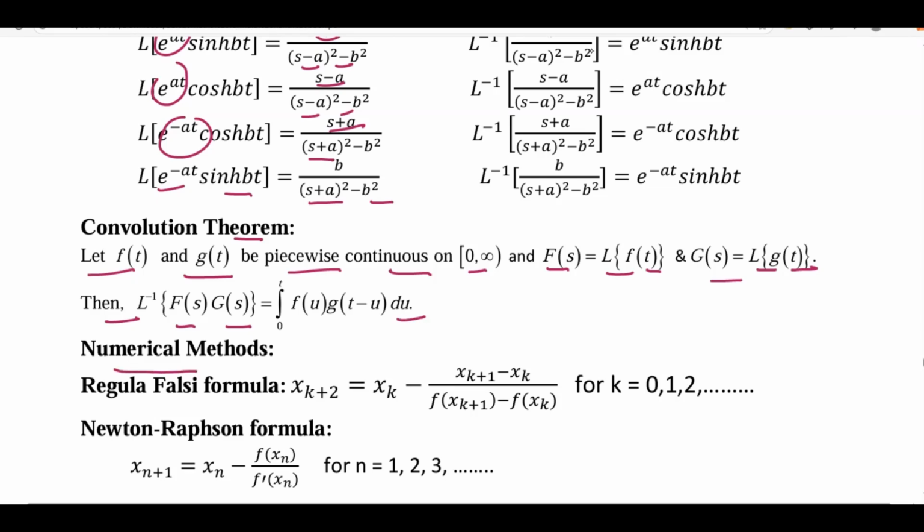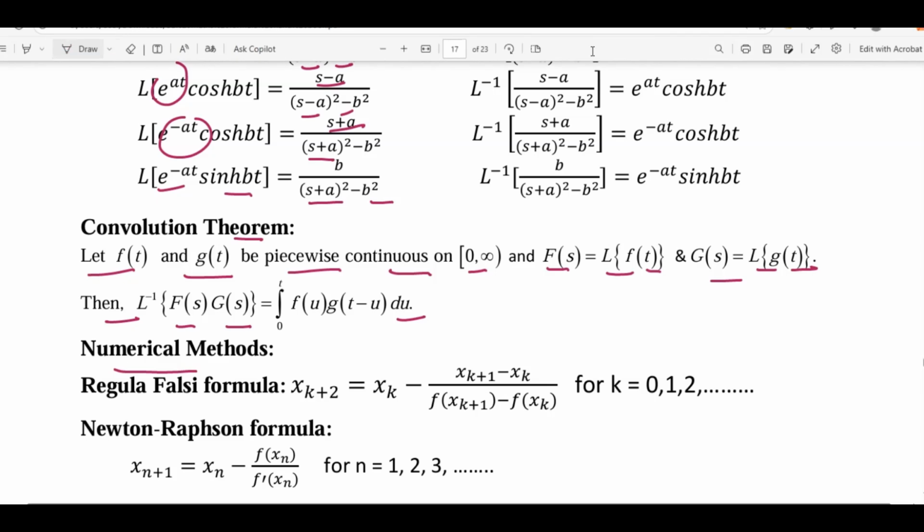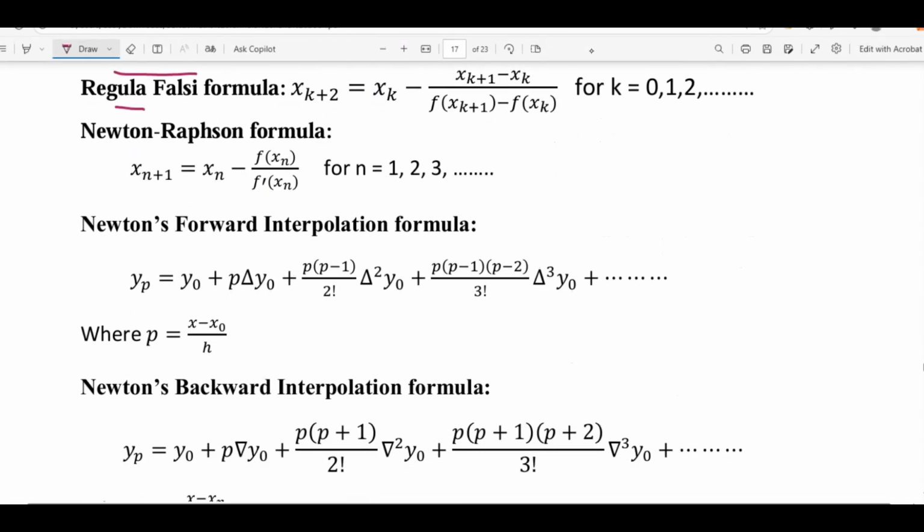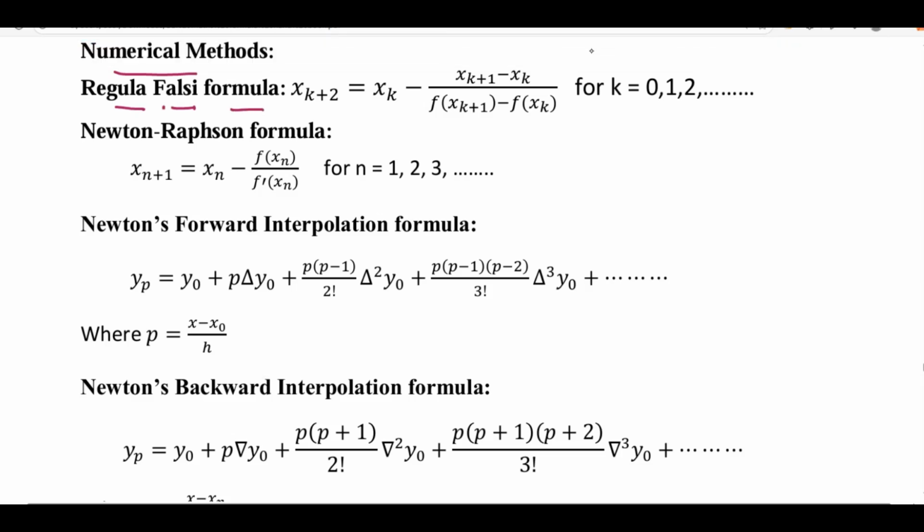Then numerical methods. We have some formulas for numerical methods. The first one is called the regula falsi formula: x_(k+2) = x_k − (x_(k+1) − x_k) f(x_k) / (f(x_(k+1)) − f(x_k)), for all k = 0, 1, 2, and 3.